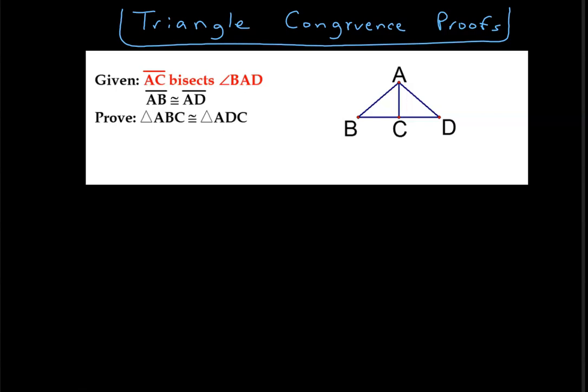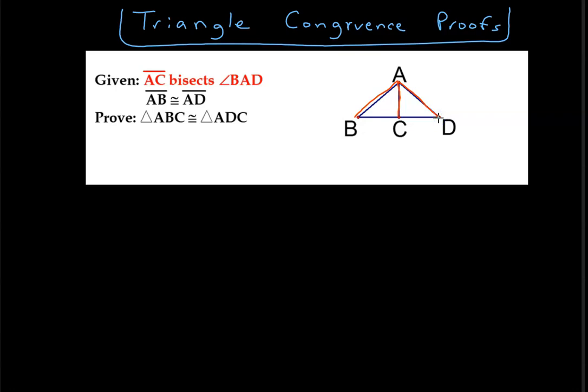Alright, so this video is about triangle congruence proofs. And we're given that AC bisects angle BAD and segment AB is congruent to segment AD. So they told me that AC bisects angle BAD.